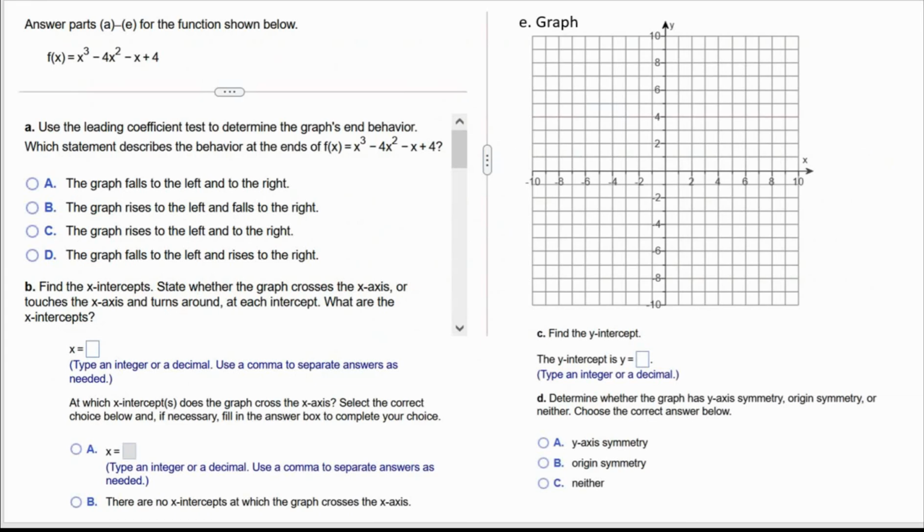All right, parts A to E. I'm going to graph this sucker. So use the leading coefficient test to see what's happening. We get from this that n is 3 and a sub n is 1. So we get odd and positive, so the graph falls to the left and rises to the right. It's this one.